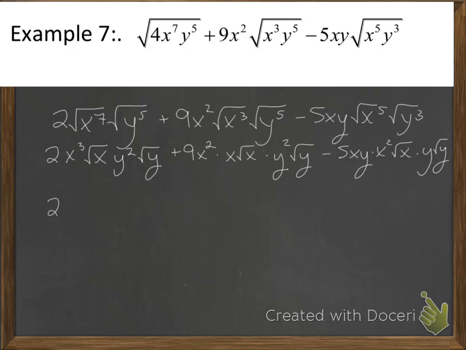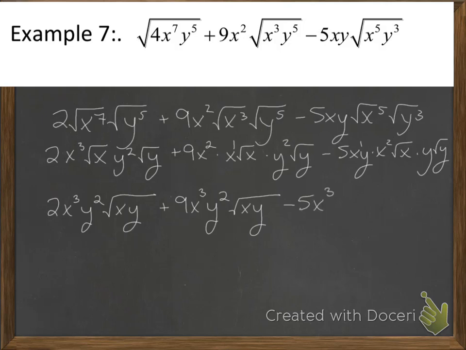Okay, so let's rewrite this. So I have 2x to the third y squared times the square root of xy plus 9x, well, let's see, we have x squared times x. Let's evaluate that. So remember, x squared times x, we have to add the exponents. So that's going to be x to the third. And then we have a y squared times the square root of xy minus, again, we have an x times an x squared. We add those exponents to give us x to the third. So we have 5x to the third y. Uh-oh, we have y times y, so it looks like we have y squared. And then we still have the square root of xy.